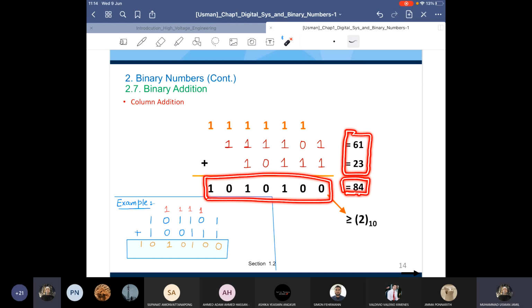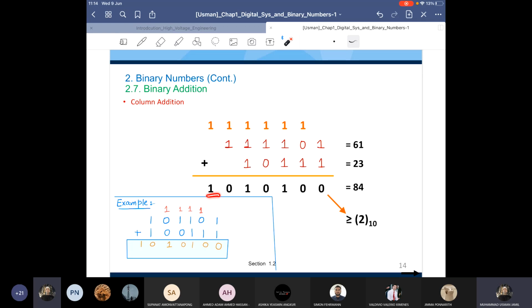So if we say this is the binary number, and if we say this is 84, then 84 in binary is 1 0 1 0 1 0 0. So this is just if you want to verify this answer. For verification, we will do the next question.